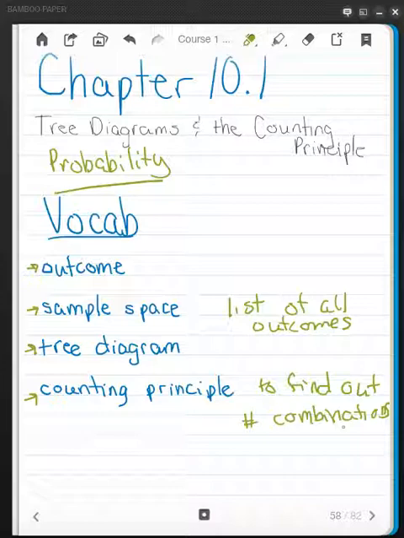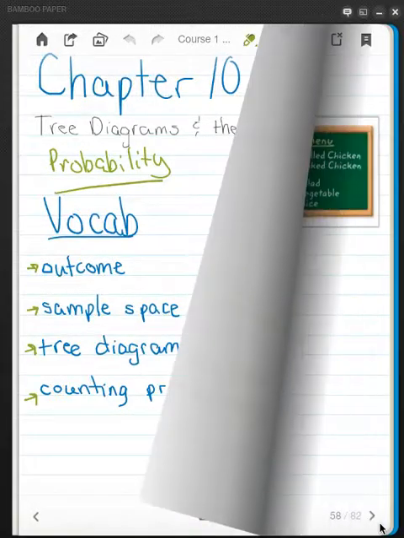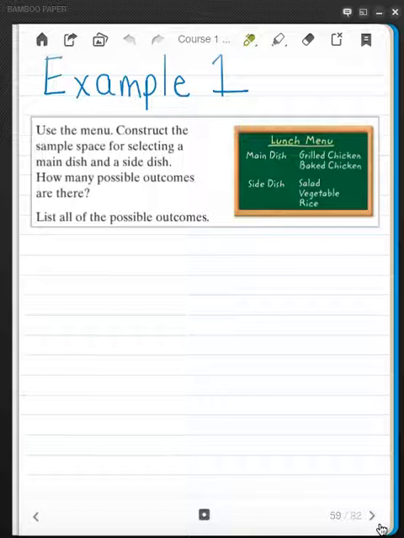So let's take a look at example 1, finding a sample space. So we're going to use this menu to construct a sample space to list all of the possible outcomes and then identify how many outcomes there are. Now, you need to make sure that you are very methodical about this. Okay, what do I mean by that? Meaning, come up with a way, whether it's my way or your own, to make sure that you are working through all of the possibilities in a very uniform way so that you don't miss any. Don't just kind of jump around.